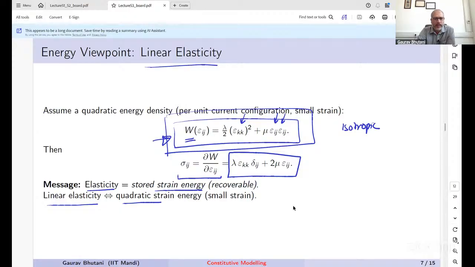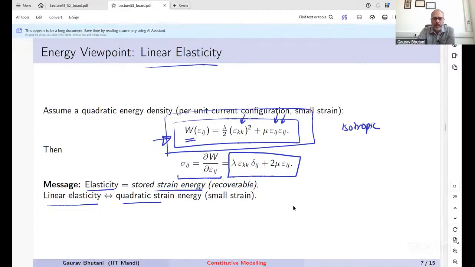And from here, in general, this is a general approach for any elastic material: if you have a W available for the material, you can find sigma as the derivative of W with respect to epsilon ij, and that gives us the constitutive model for the elastic material. And for the special case of linear isotropic elastic solids, we have a quadratic energy density, which when differentiated gives the expression in terms of the two Lame constants as we had seen.